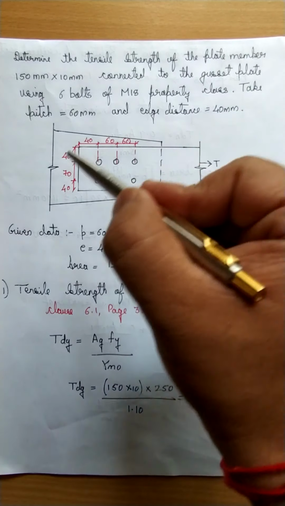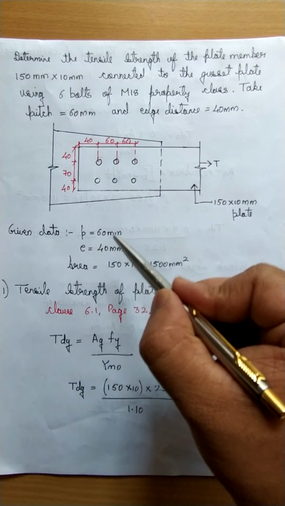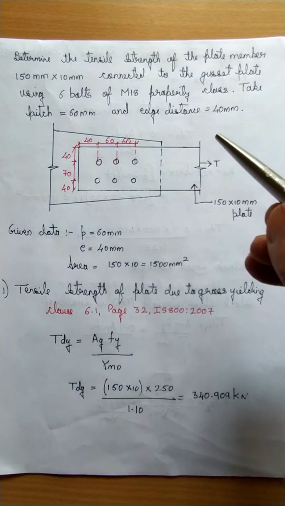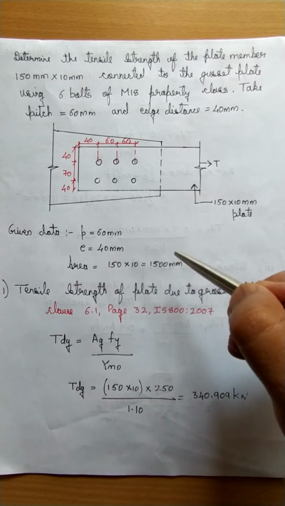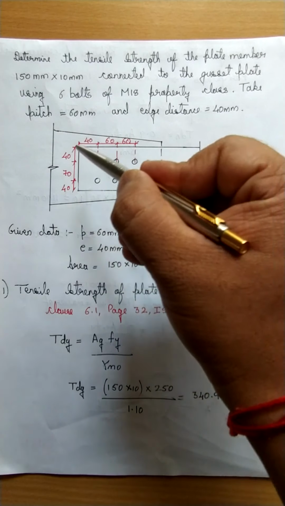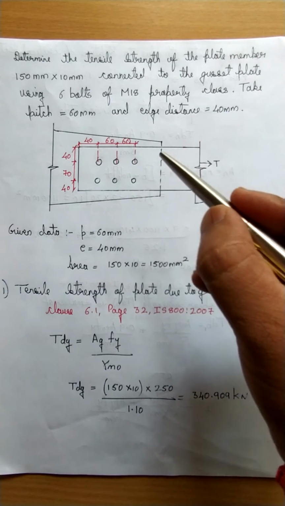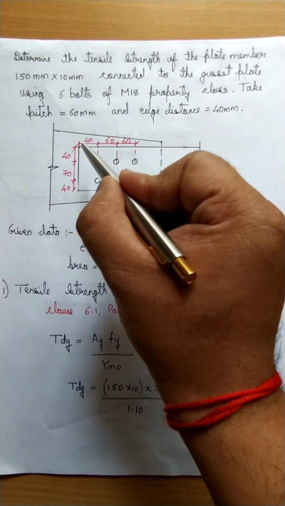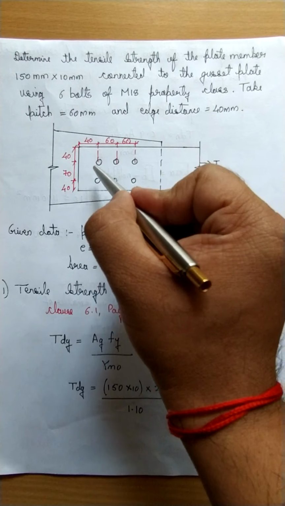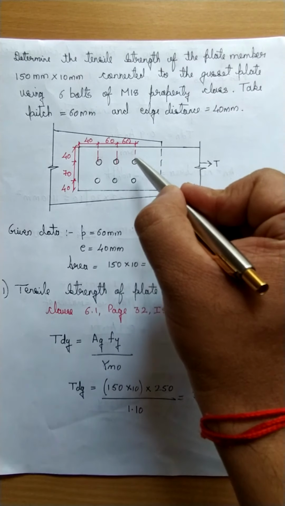So let us see the given data. First I have written here pitch 60 mm, edge 40 mm, and the area of the plate for consideration, that is 150 into 10 mm. So we got the area. Now let us see how to give the dimensions to the members or the bolting system. This is the edge distance, which is given as 40. So the first bolt is placed at an edge distance of 40. Then we have pitches in between the bolts, 60 and 60.